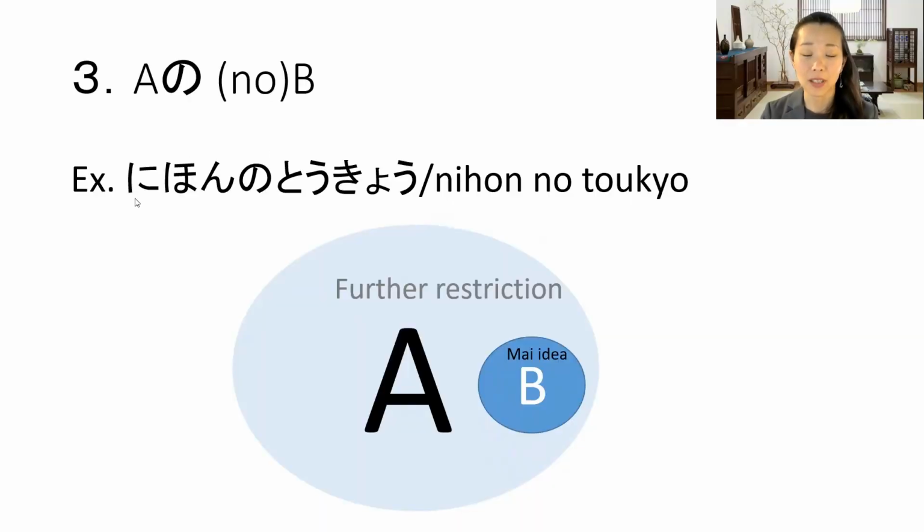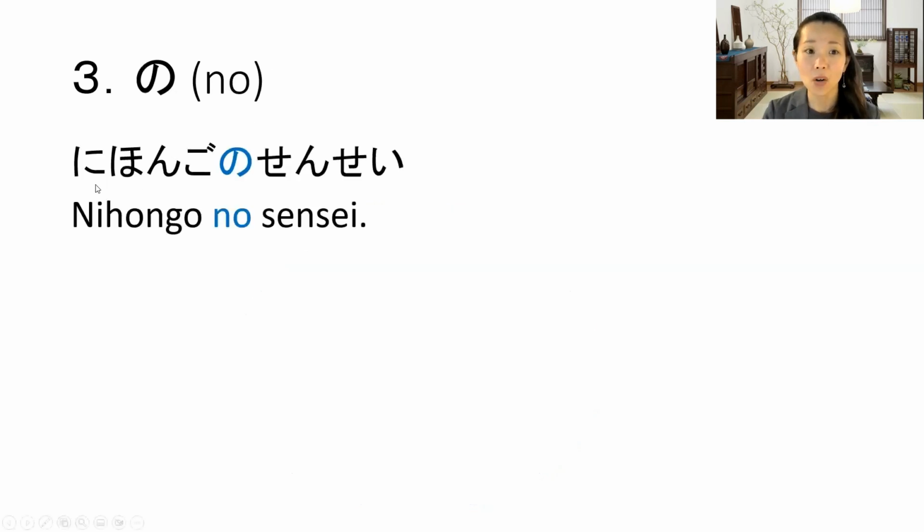Let's practice. Repeat after me. 日本の東京. One more time. 日本の東京. Good. Next example. 日本語の先生. 日本語の先生. You know what this means? 日本語 is the Japanese language. 日本 means Japan as a country. If you add 語, that becomes the language. Then we use の to connect. So that will be Japanese teacher. Teacher is 先生.